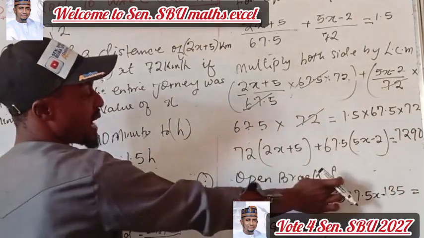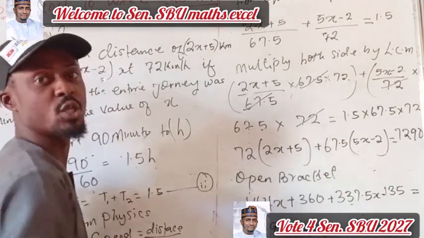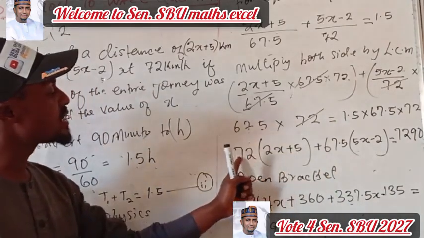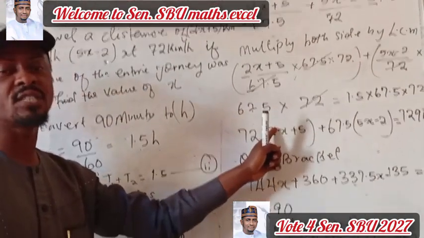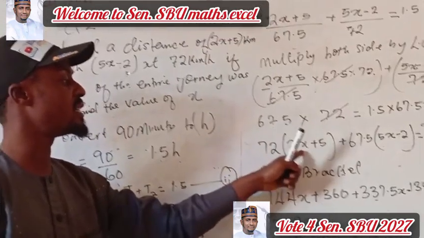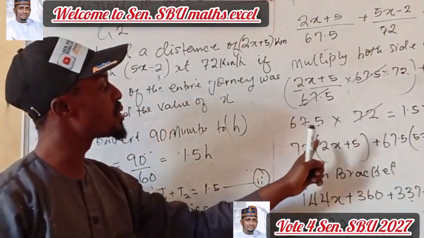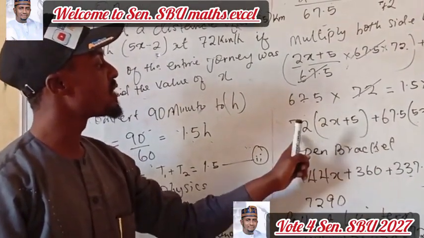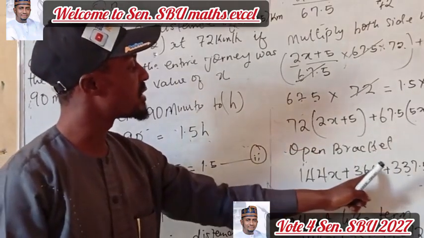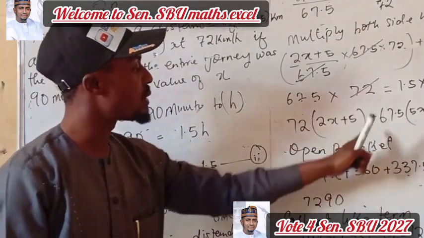Now we are going to open the bracket because we have a bracket here. Using the knowledge of mathematics, the number outside the bracket multiplies the number inside the bracket. This is the relationship between the outsider and the insider. We have 72 times 2, which is 144, then x. 72 times 5 is 360. We are done with this bracket.